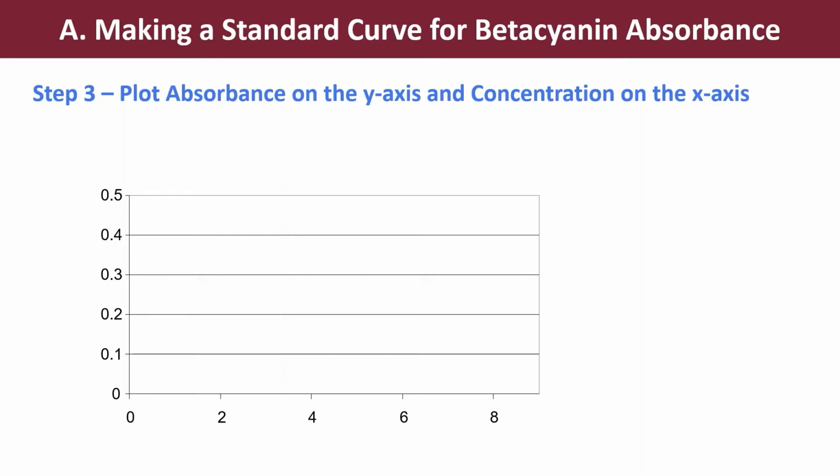So we're going to plot absorbance on the y-axis. Absorbance does not actually have any units, but you do need to indicate what wavelength the absorbance was measured at. So that would be 525 nanometers. Concentration is on the x-axis, and the units are micromoles per liter. Notice that's a big M for moles per liter.